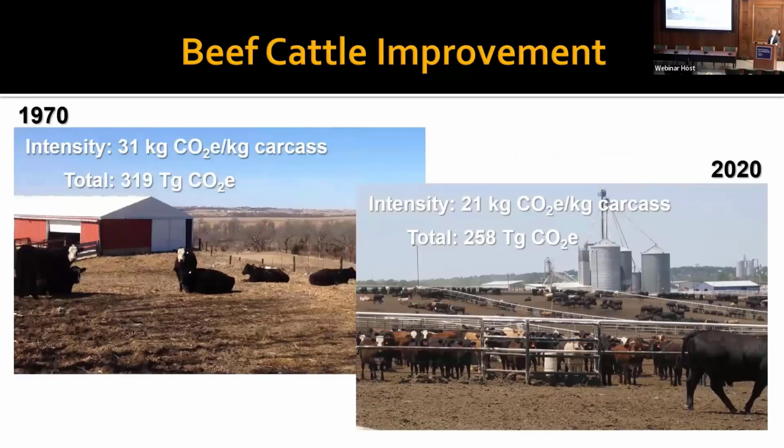So with our modeling, we can go back and model the production systems in 1970 and look at how they compare to today. You can see the intensity there in 1970 was 31 kilograms of CO2 equivalent per kilogram of carcass weight, compared to 21 today. But the total greenhouse gas emission related to beef cattle production is around 320 teragrams of CO2 equivalent, compared to 258 today.